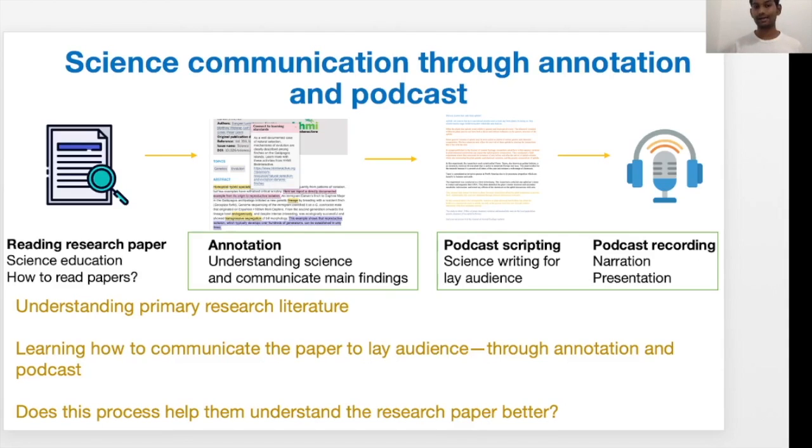The second part of the project was a podcast. The students had to use what they learned from the paper and communicate that information to the lay audience in the form of a podcast. They had to script it and narrate it as a podcast. We wanted to understand whether going through all these three steps actually helps them understand the research paper better.